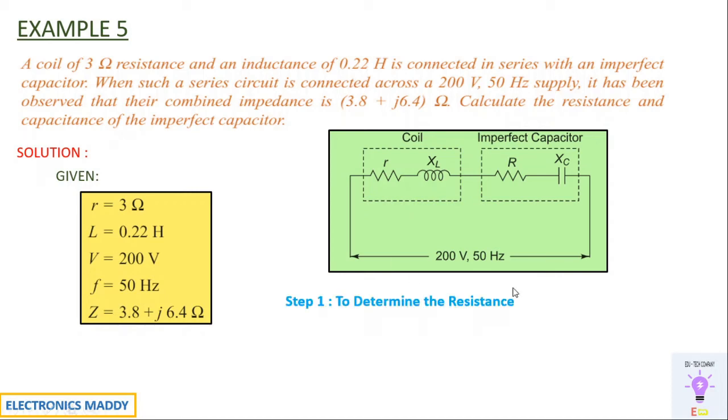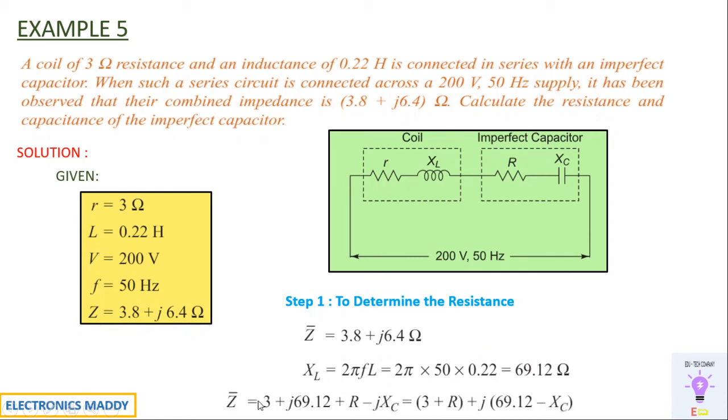Our first step is to determine the resistance. How do we do it? Z bar is given as 3.8 plus j 6.4 ohms, isn't it? XL is equal to 2 pi f L, so we will know the value of XL, and we will substitute that into Z bar. The overall impedance of the circuit is nothing but R, that is 3 ohms, plus j into XL, where XL is found to be 69.12, plus R minus j into Xc. We don't know the value of R and we don't know the value of Xc.